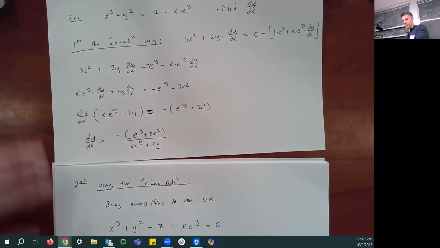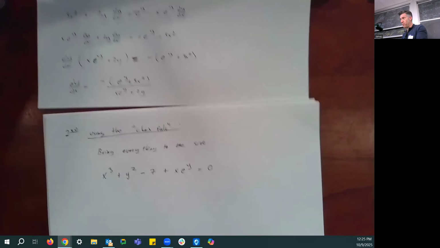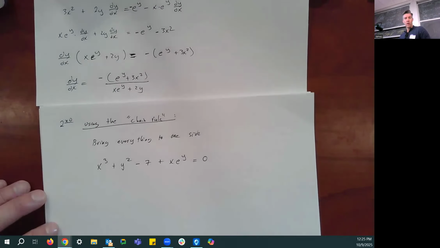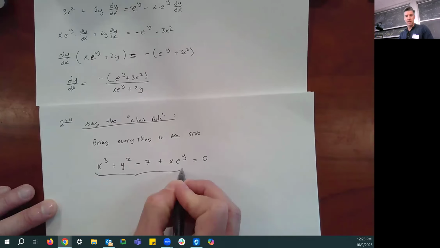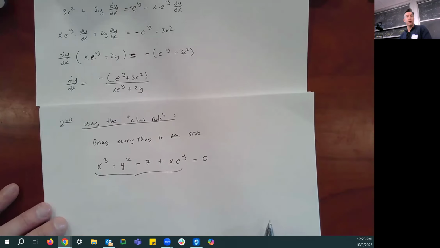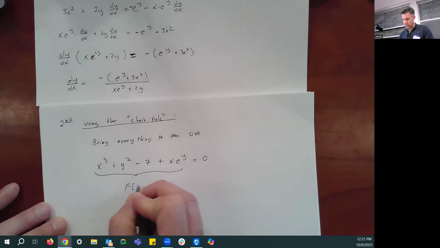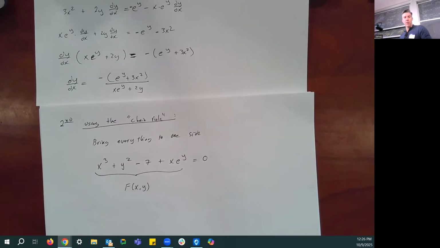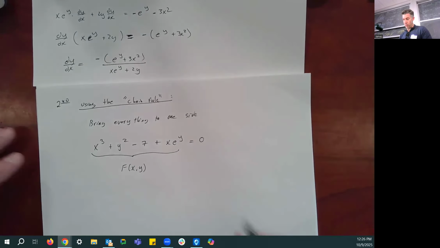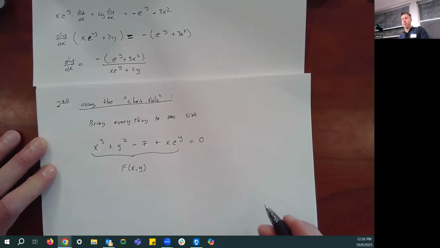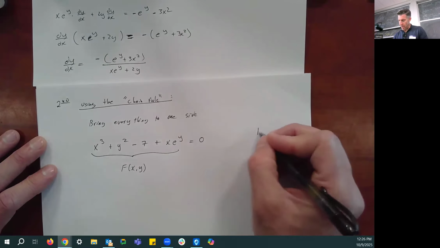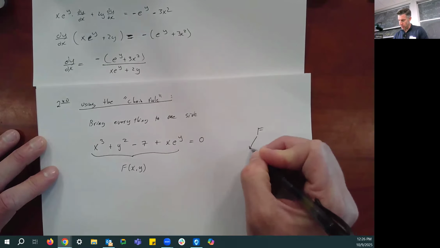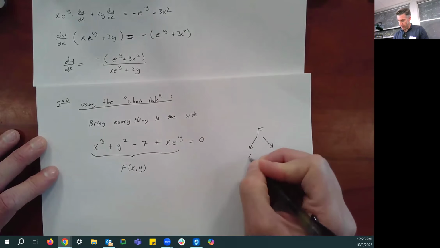What we're going to do is say that this is some function of x and y. We're going to call it f of x comma y, and we're just going to use the chain rule. So actually, I need to draw my little diagram. My function f is a function of x and y. Well, f depends on both x and y.